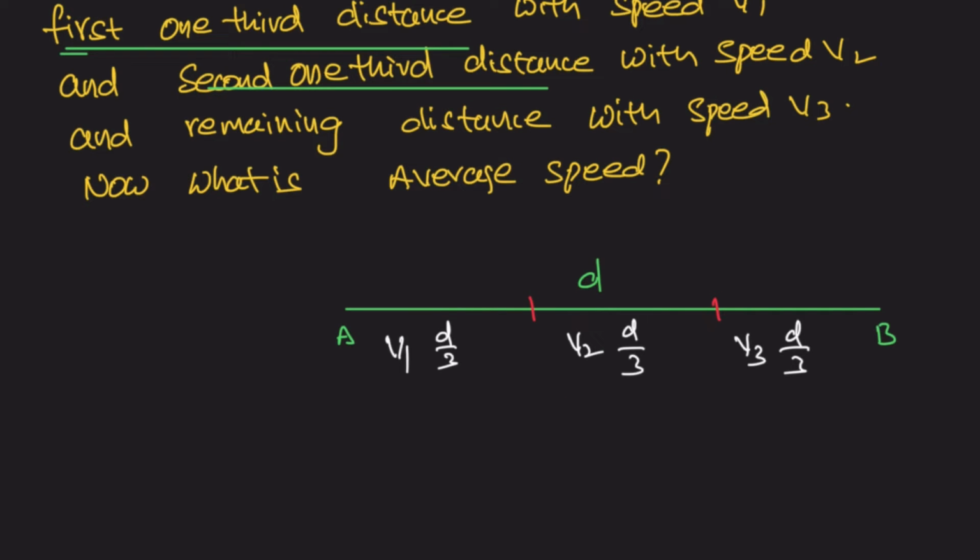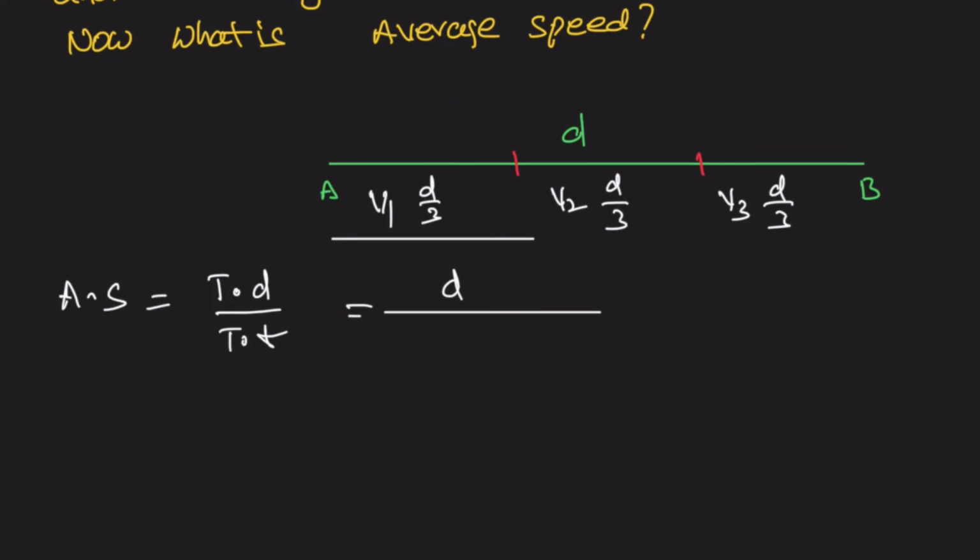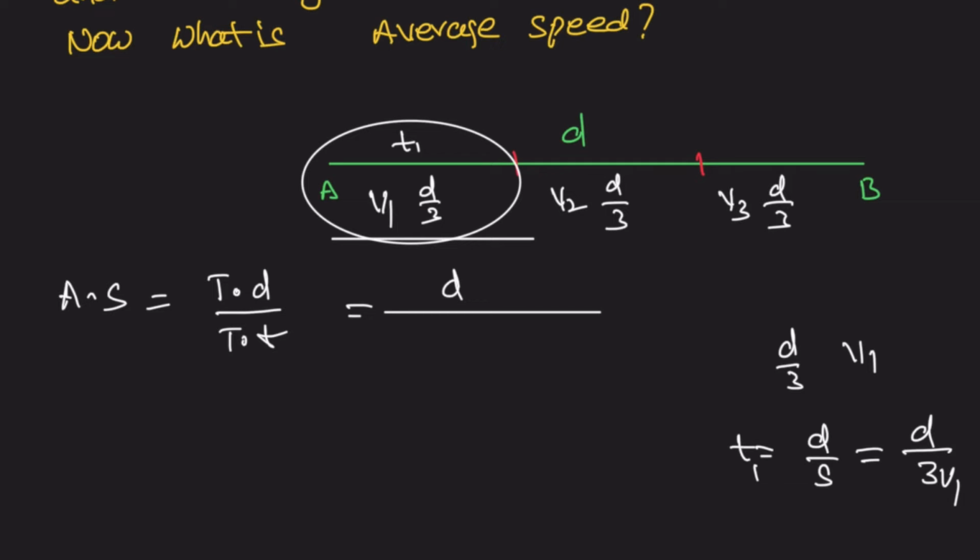So what is the average speed formula? Total distance by total time. So what is the total distance? That is d. Now time. Here there are 3 situations. First situation: the first 1/3 distance is covered with speed v1. So what is the time formula? Distance by speed. So what is the distance here? d by 3. Speed is v1. So the first time is d by 3v1.